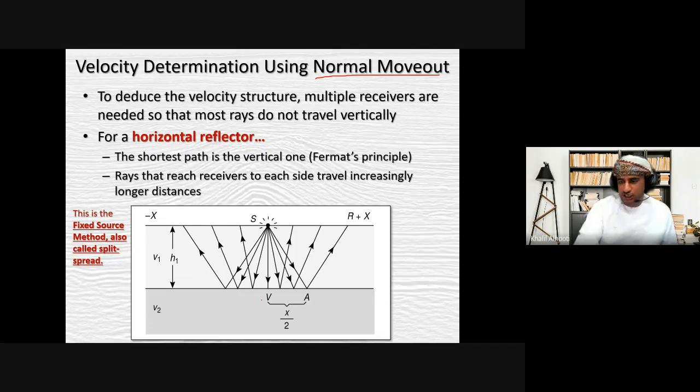Here I have a shot. This type of shot is called either split or fixed source method. Why is that? Maybe you have your source here and the geophones all in one line.